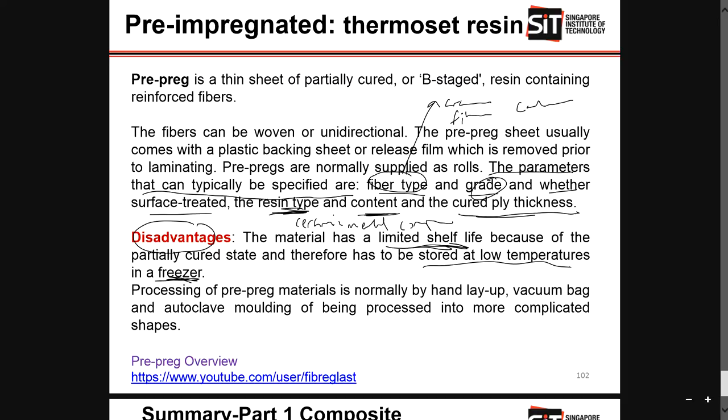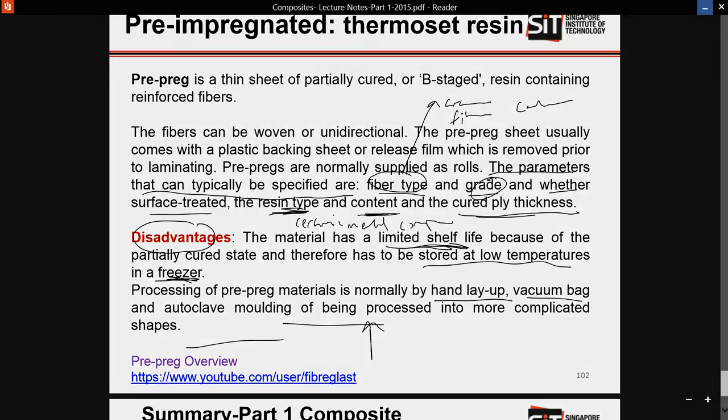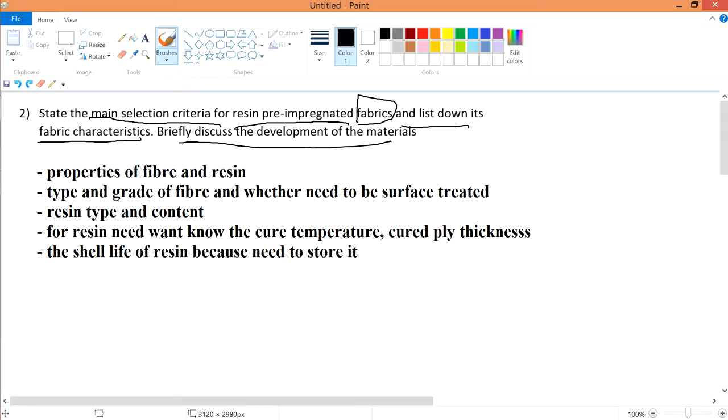And other things you may want to know are hand layup, vacuum bag, things like that. Maybe, but it's not related to the question, just something for you to take note of. So the main selection criteria for your prepreg are all these things.